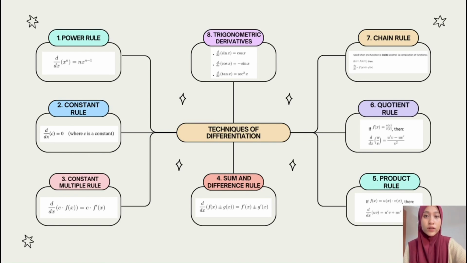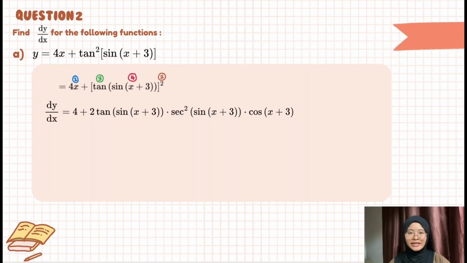First one is d over dx in bracket sin x equals cos x, and if in the bracket is cos x, then it equals negative sin x, and if in the bracket is tan x, it equals sec power 2 x.